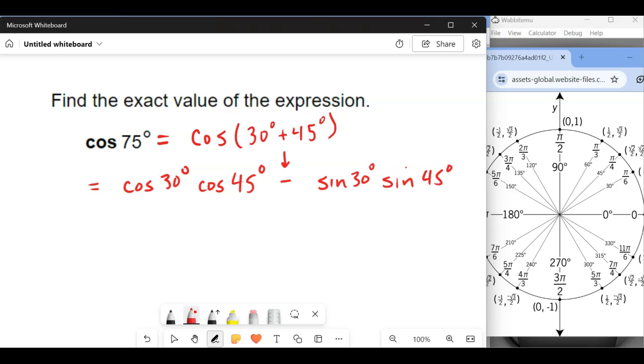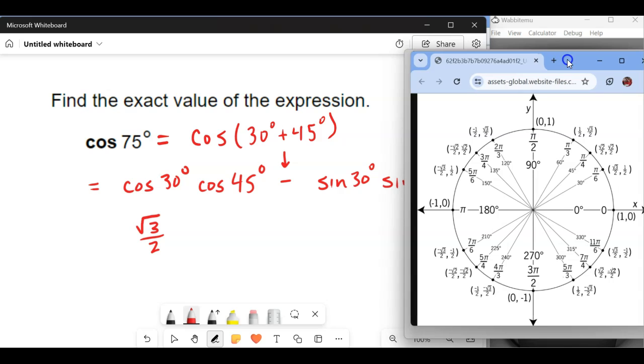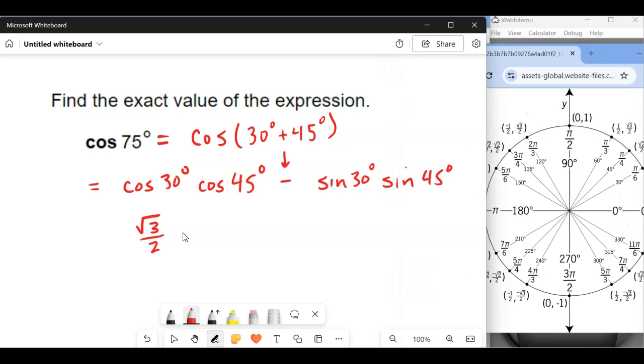Cosine of 30, that's the x-coordinate at 30 degrees. That's the square root of 3 over 2. If you look on your unit circle, at 30 degrees the x-coordinate is square root of 3 over 2. Cosine of 45 and sine of 45 are both square root of 2 over 2. Minus the sine of 30 degrees, which is the y-coordinate there, and so that'll be a half. Again, if you get a square root of 3 over 2 at an angle, you're also going to get a half. And then sine of 45 is also square root of 2 over 2.